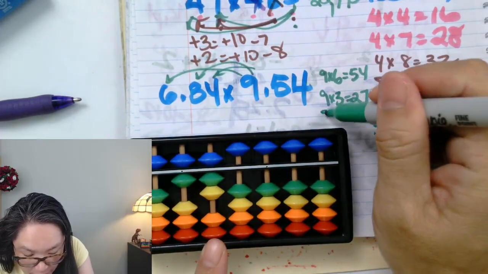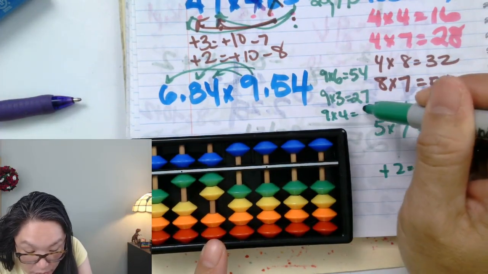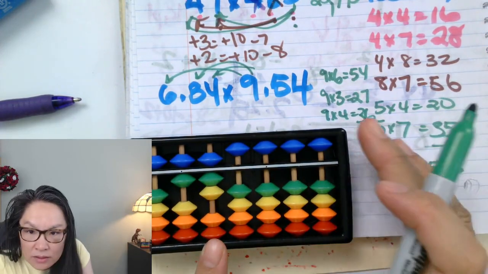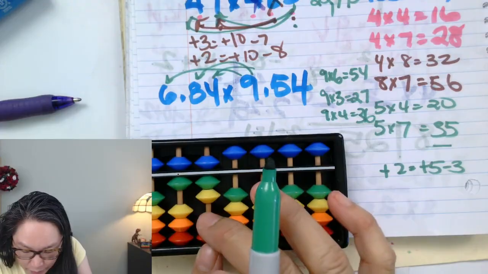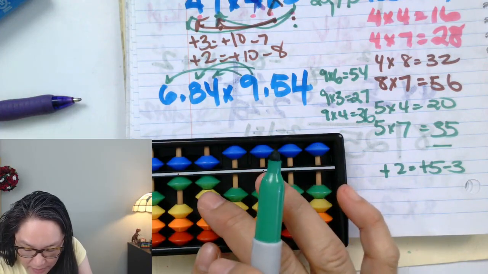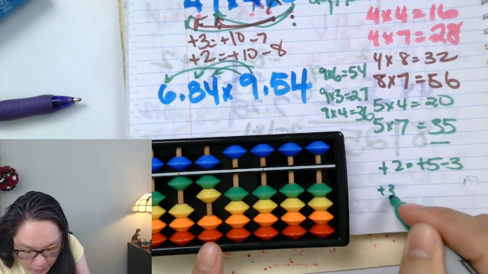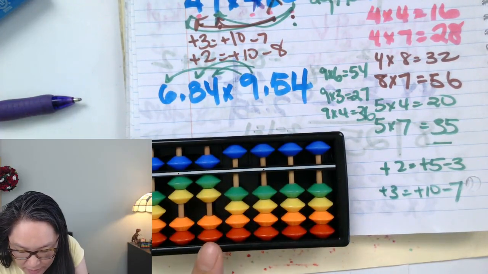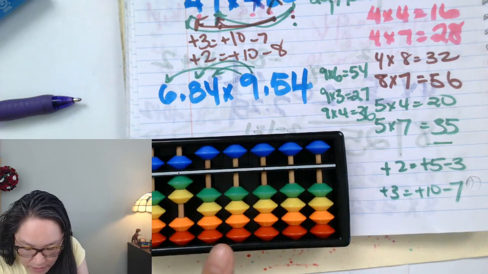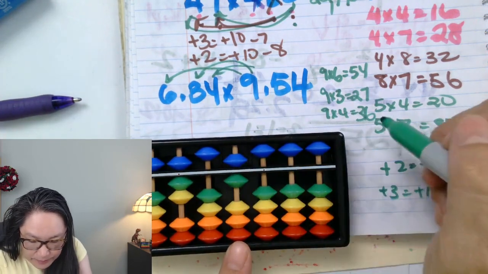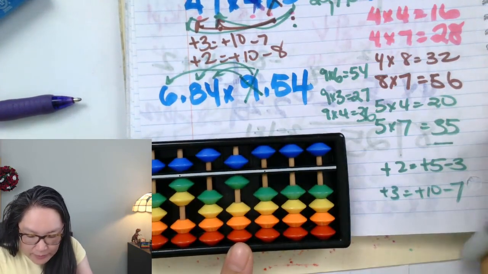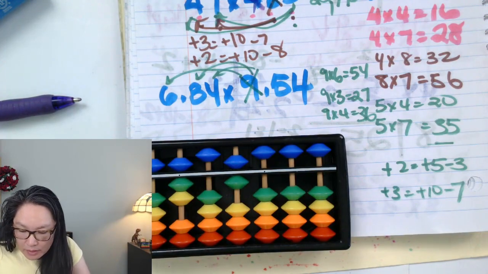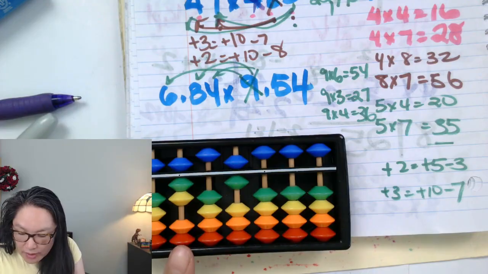9 times 4 is equal to 36. Add 3, add 6. Add 3. Plus 3 is equal to plus the 10 minus 7. Plus the 10, take away 7. And then plus 6. So we're done with the 9. Are we all right? So now we know we got to do here.